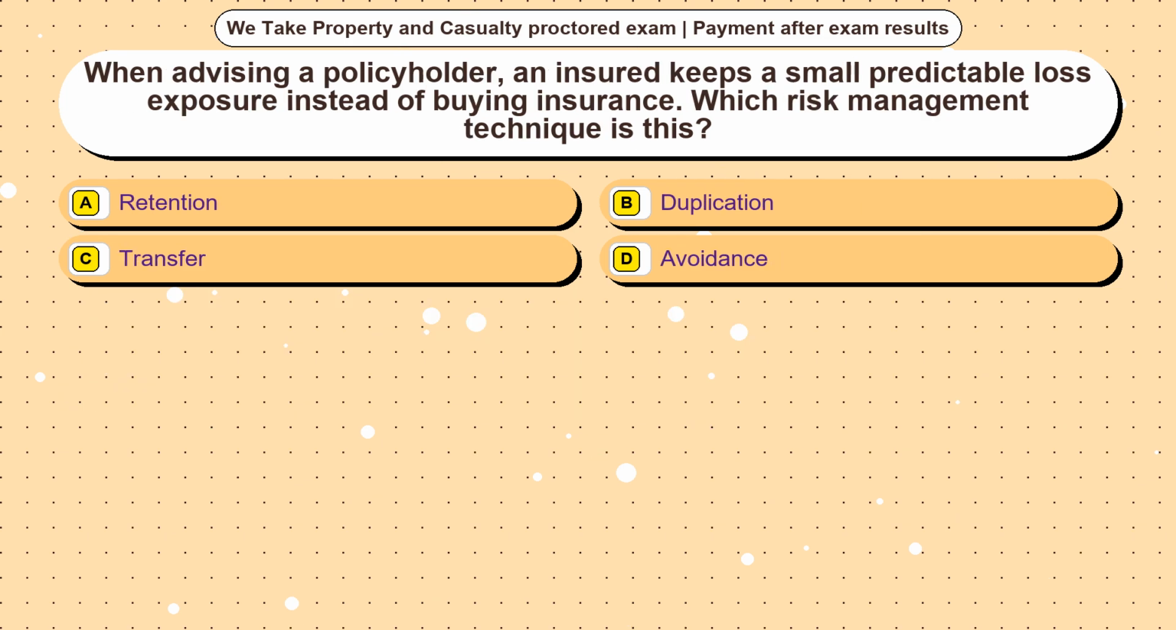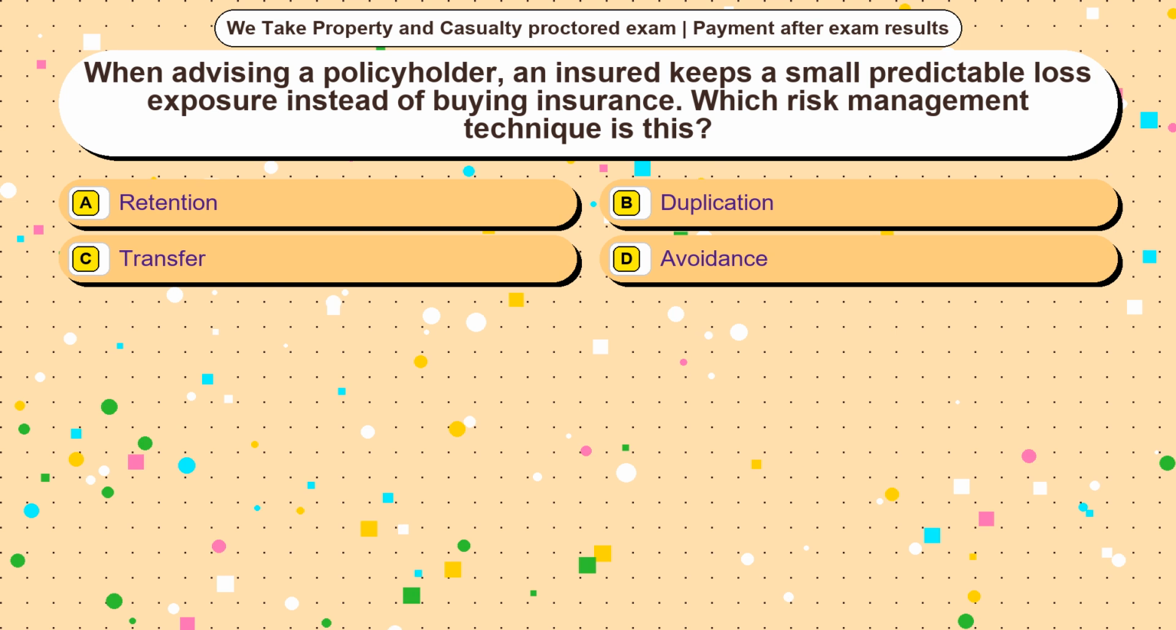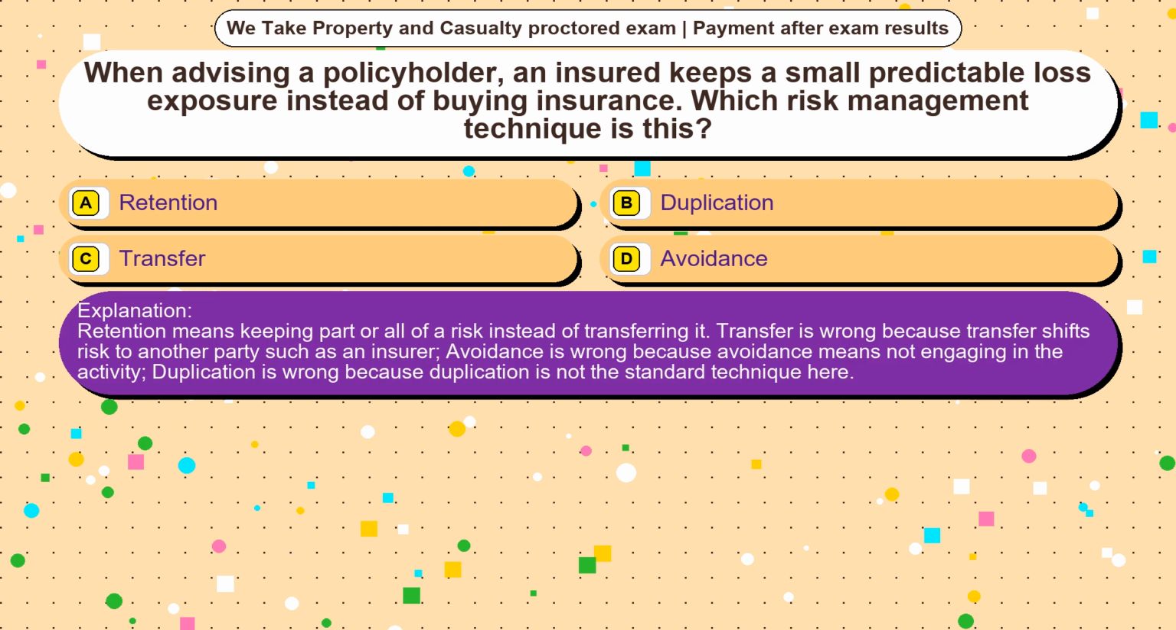Question 10. When advising a policyholder, an insured keeps a small predictable loss exposure instead of buying insurance. Which risk management technique is this? Option A, retention. Option B, duplication. Option C, transfer. Option D, avoidance. The correct answer is option A. Retention means keeping part or all of a risk instead of transferring it.